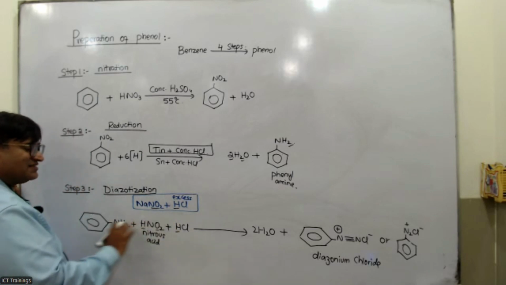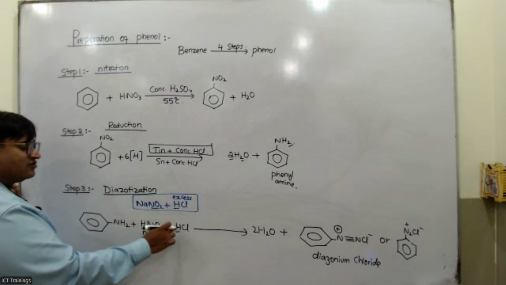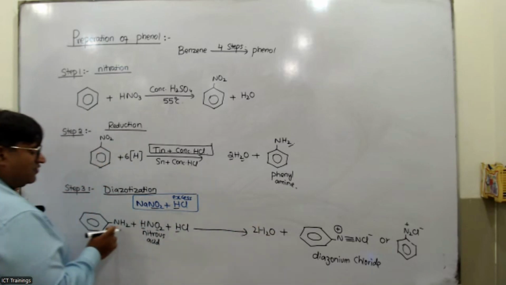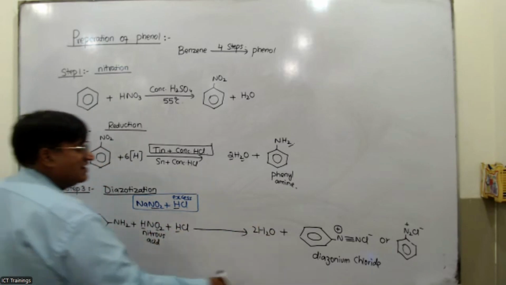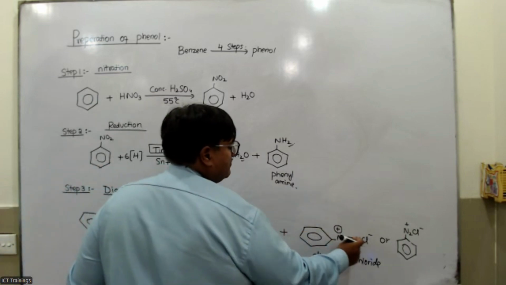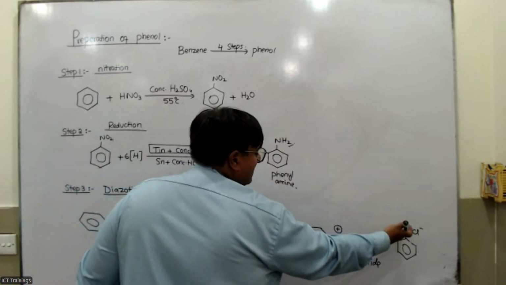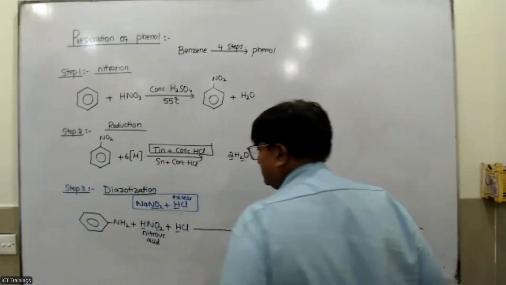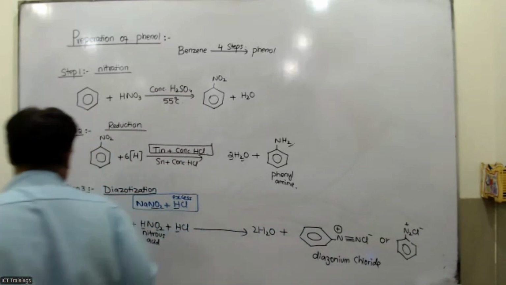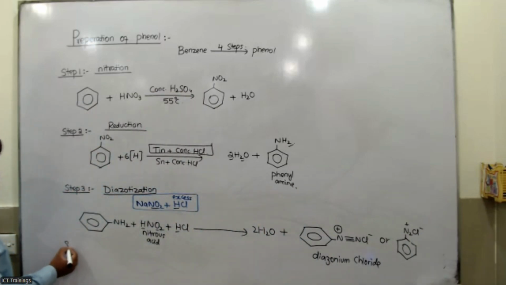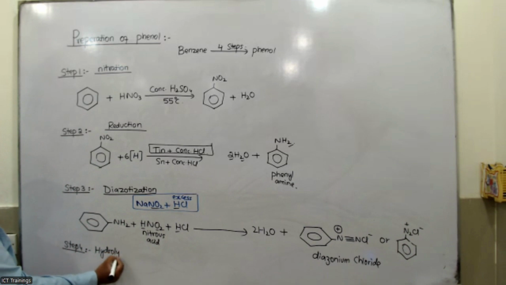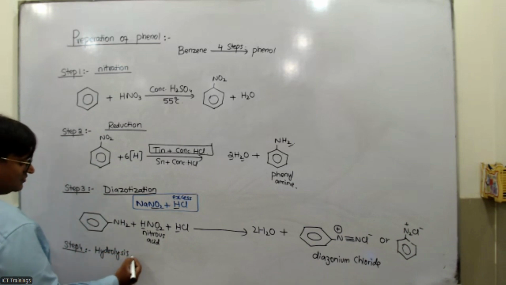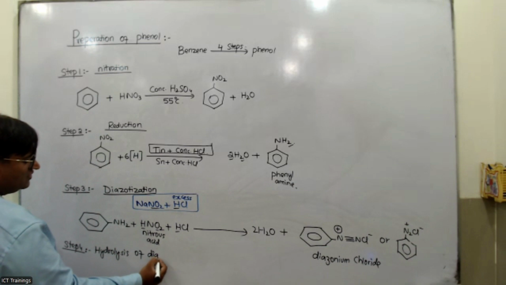So when these things react, all the hydrogen and oxygen form water, and what is left? Nitrogen, nitrogen, and Cl. So it would be N positive triple bond and Cl minus. So you can write it like that: diazonium chloride. This is your step 3. Now the last step, my dear, step 4. In step 4, what are you going to do? You are going to do the process of hydrolysis of diazonium chloride.